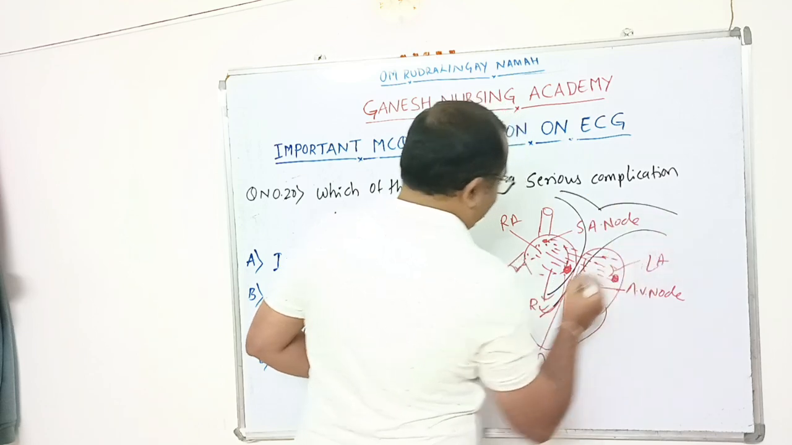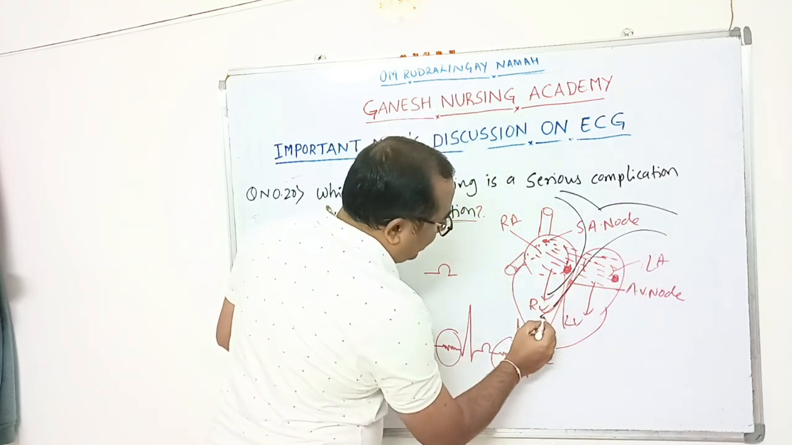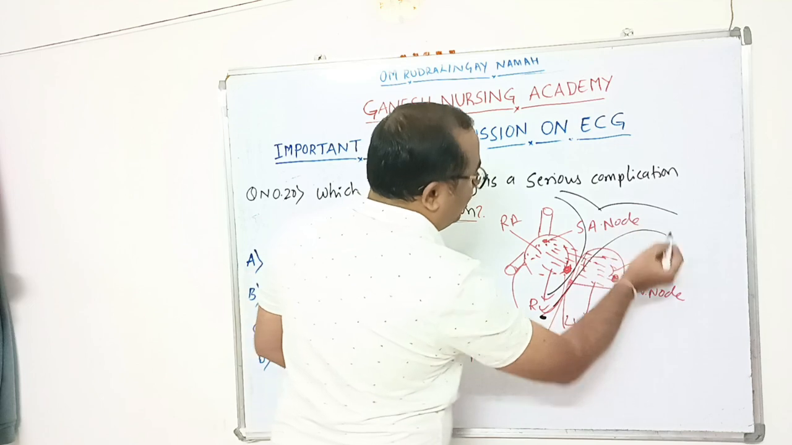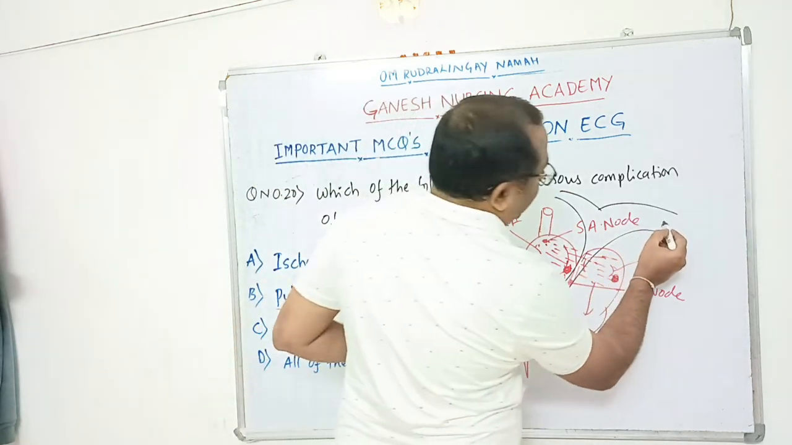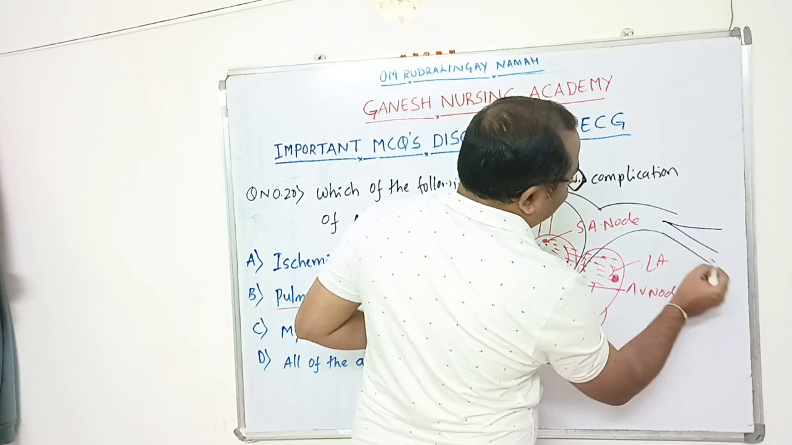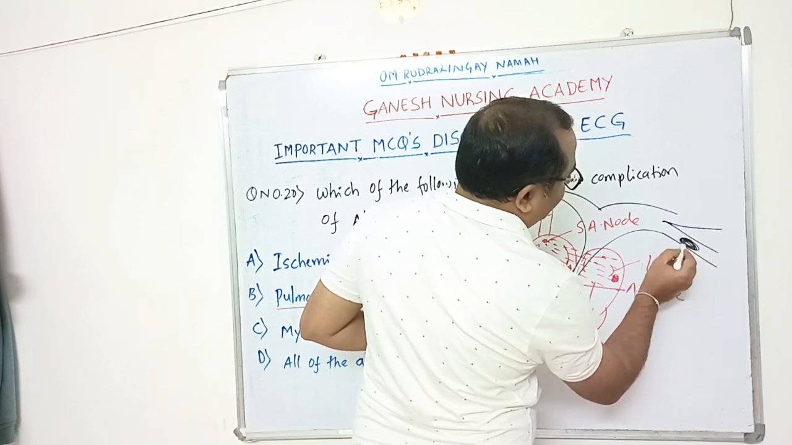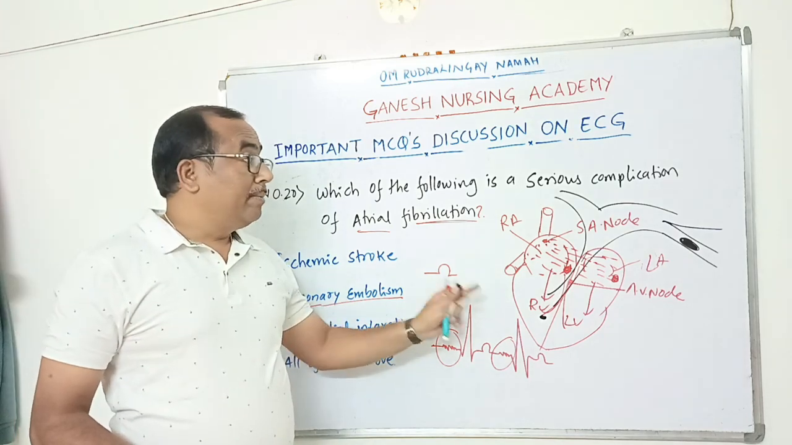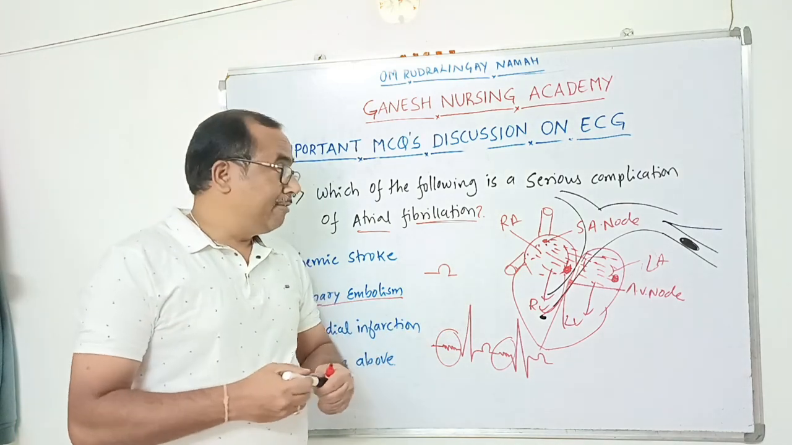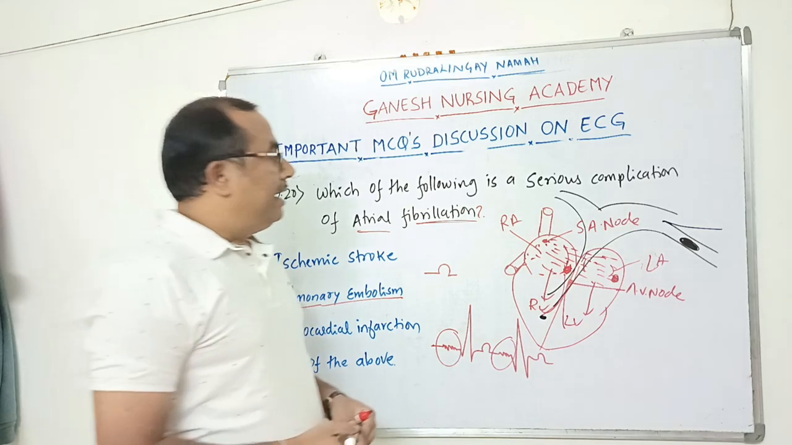So gradually what happens here? This clot will come here, and this clot will enter along with the blood. It will enter into the pulmonary artery, and it may block one of the branches of the pulmonary artery or the pulmonary artery itself. So this is known as a pulmonary embolism. Pulmonary embolism is a serious complication of atrial fibrillation.